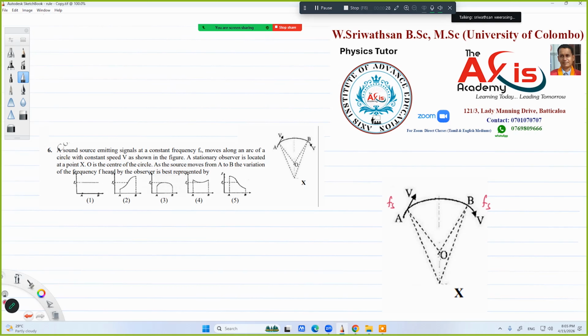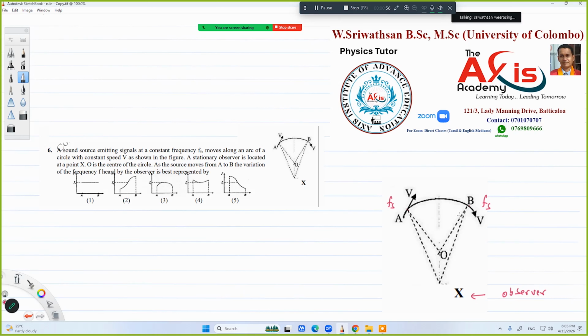There's an observer X. O is not the observer. A stationary observer is located at the point X, and O is the center of the arc. Listen carefully: O is the center of the arc, and X is the observer. Now, the source is moving from A to B.